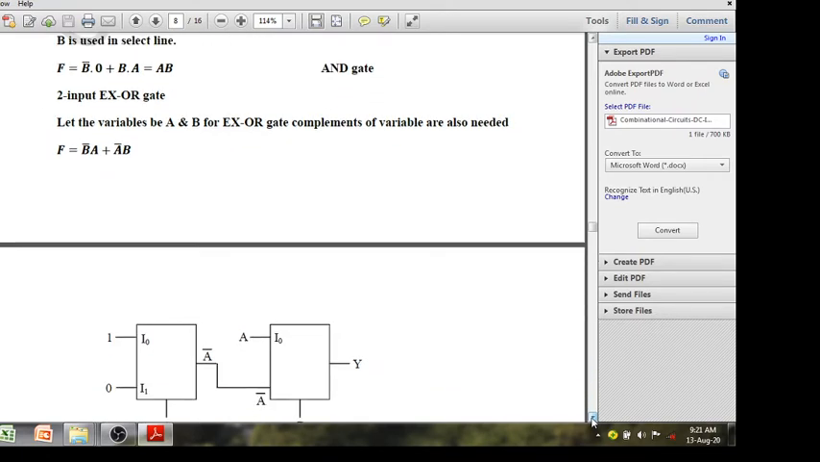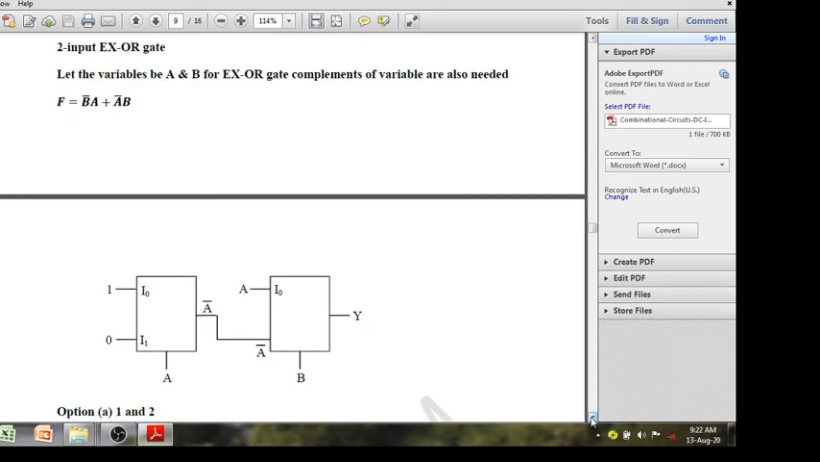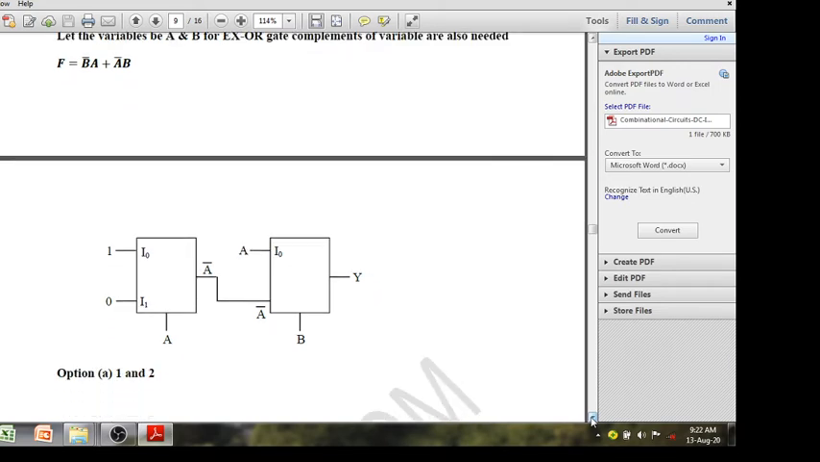So first implement this, B bar into A plus A bar into B. But again, you cannot give A bar as input, so one NOT gate is required here. And how will you get the output of the NOT gate? A bar into 1 is A bar, and A into 0 is 0. So 2: 1 for the AND gate and 2 for the XOR gate. So the answer is 1 and 2, option A.